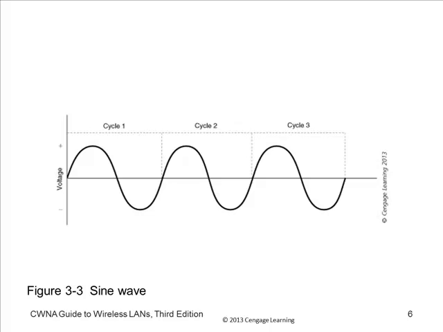I mean, we talk about cars. Cars have 2,000 revolutions per minute. This thing's doing 2.4 billion revolutions a second.